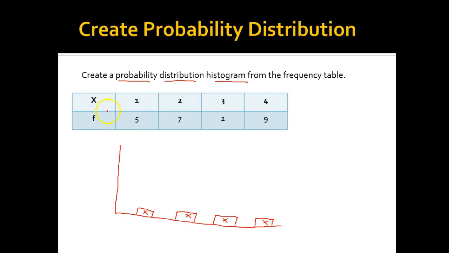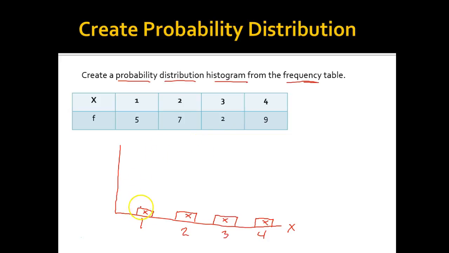Okay, so the X is the values that we're counting, and the F is the frequency. I'm thinking of a different slide, and we'll see it in a few minutes maybe. So the X is the things we're counting, and that would be 1, 2, 3, and 4, and the F is the frequency. So this is a frequency table, but we're not supposed to make a frequency histogram. We're not just supposed to transfer this data onto a histogram. Instead, we're going to make a probability distribution.